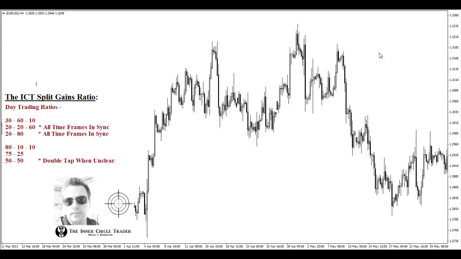And obviously, if you still want to simply do double tap when you're unclear. In other words, if you just don't know if you're in sync or not, and you're day trading, it's easy. You just do double tap. Take half the position off at your first objective, go to break even, and then look for your second objective, 127 or 162 extension. Period. Short and sweet, nothing fancy.